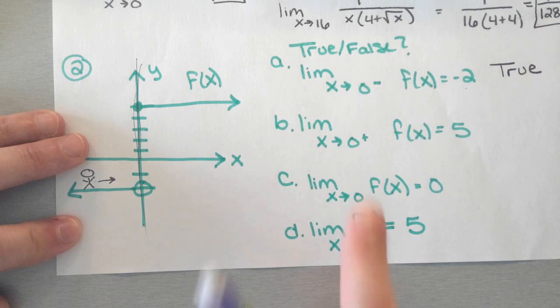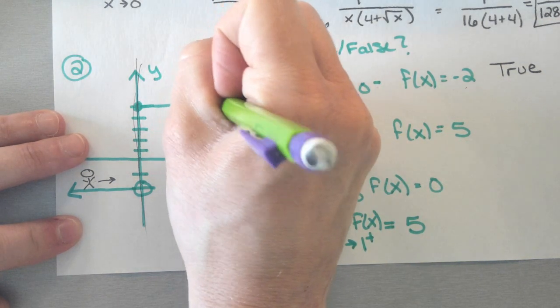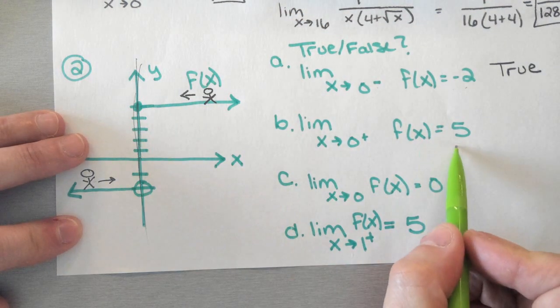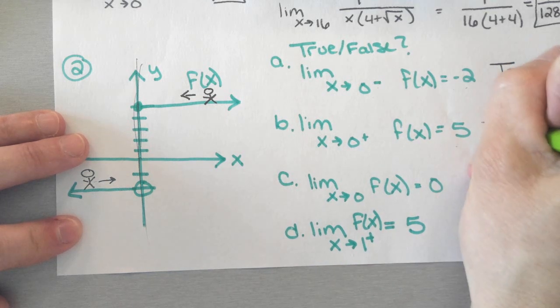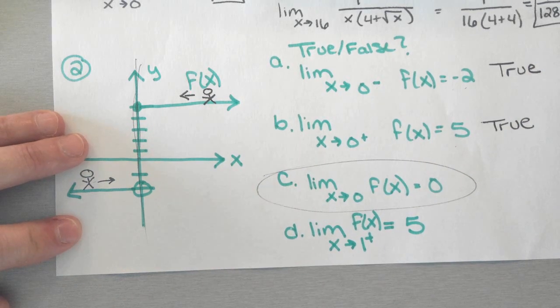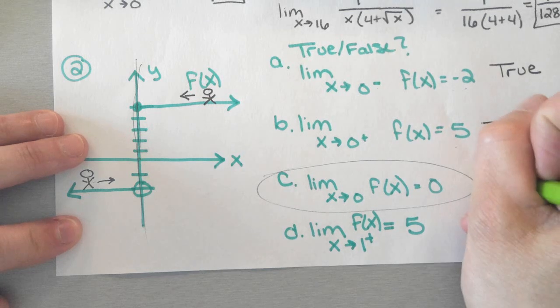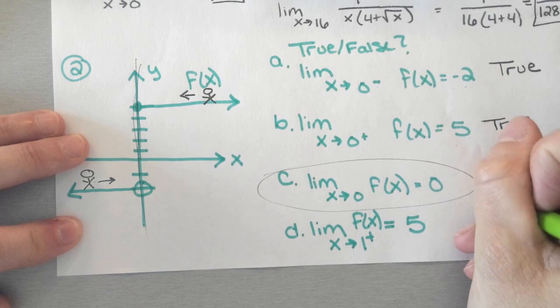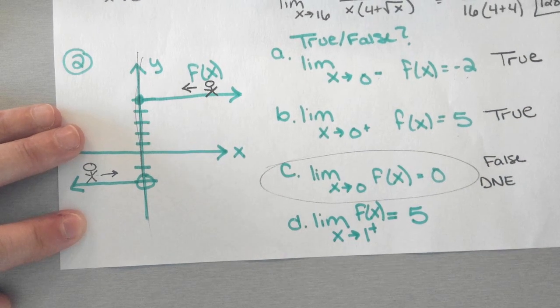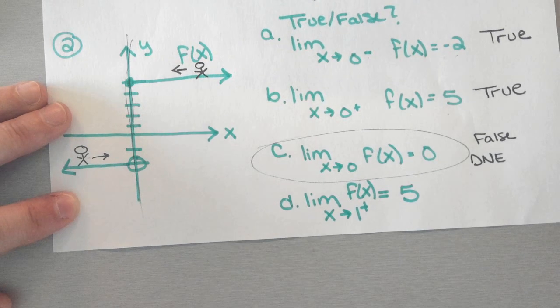True. This one, I'm headed toward 0, but this time from positive land. As I head toward 0, am I heading toward a y value of 5? Yes. So true. Is the overall limit 0? False. What is it? Yeah, this would be a does not exist. So, false, it doesn't exist because each side is going to a different spot. So overall, it's not going to the same location.